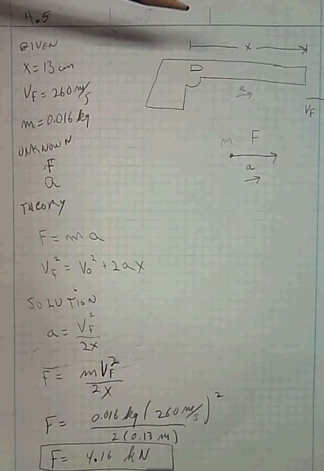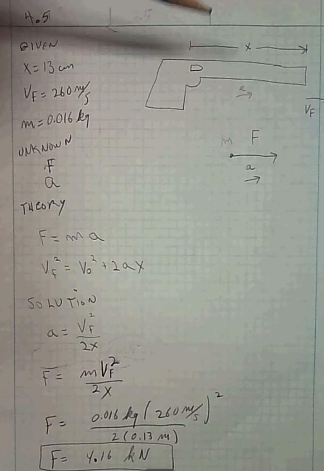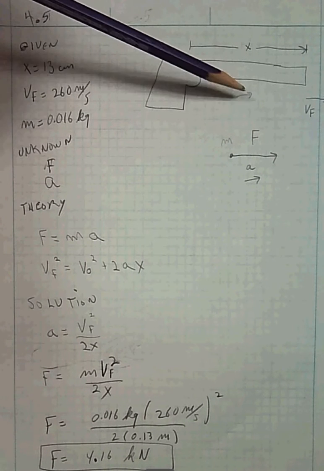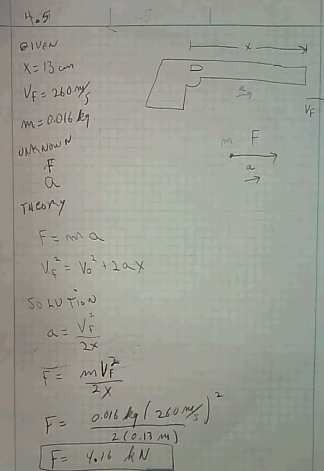Here's the picture where I've shown the chamber length as x. That's the distance that the bullet will travel. It's going to accelerate to the right and have a final velocity, which is equal to the muzzle velocity.